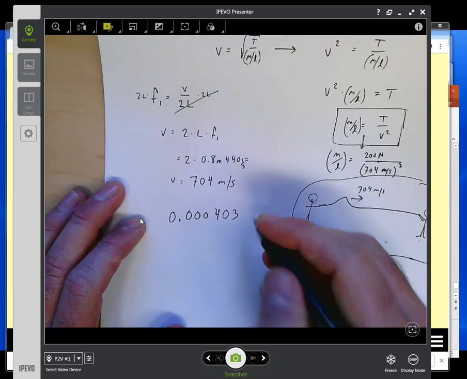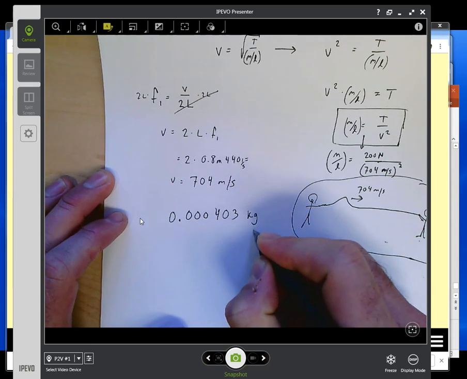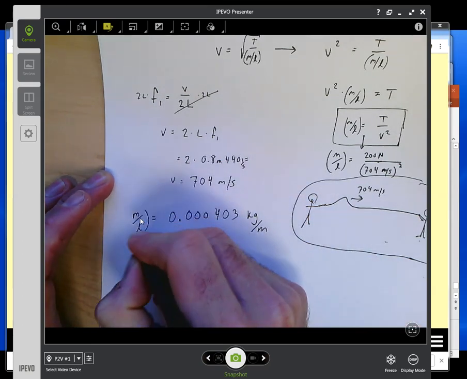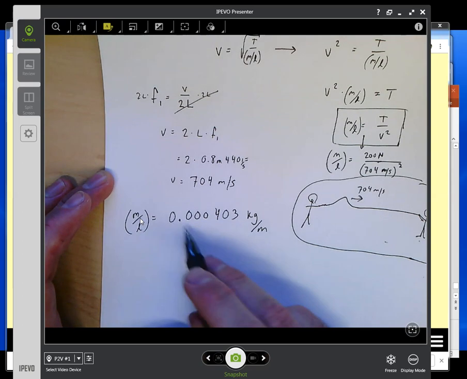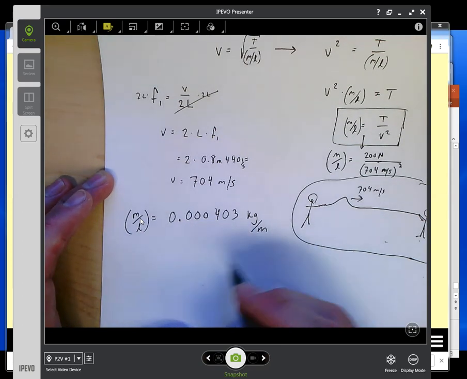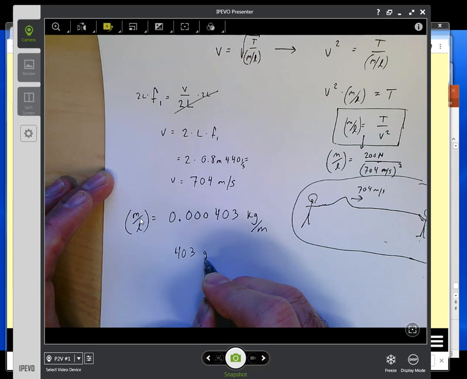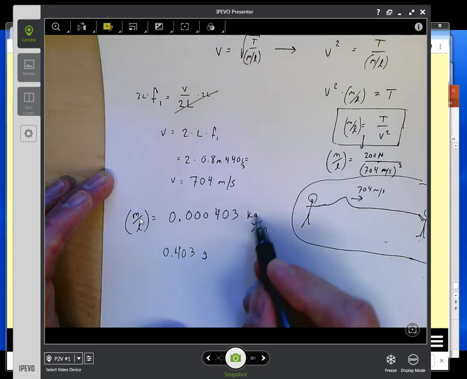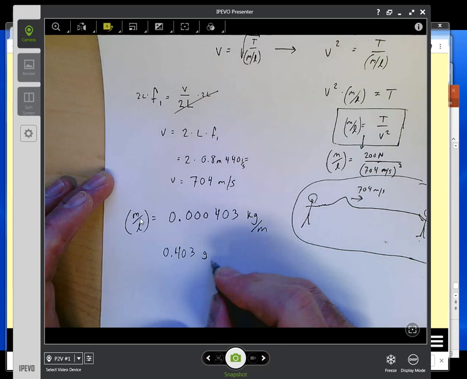Looking at this, our unit here is kilograms per meter. This is my mass per length, okay? So mass per length is 0.00043 kilograms per meter. That's the same thing as 0.403. So sliding this over 3 decimal places will change me from kilograms to grams. So 0.403 grams per meter.